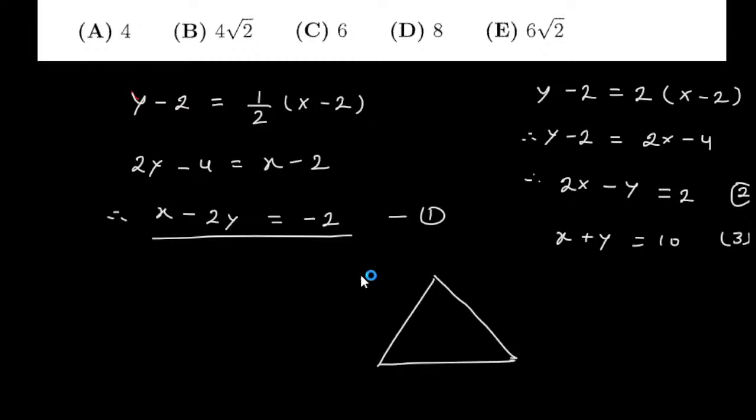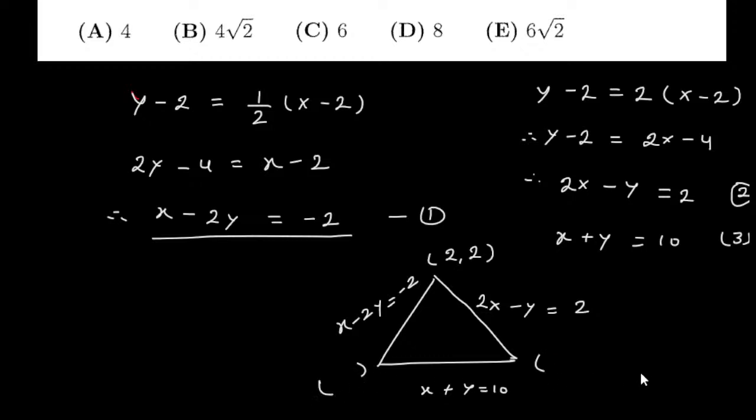Suppose these are the three lines. One line here I have x minus 2y equal to minus 2. The other line, suppose I have 2x minus y is equal to 2, and the third line I have x plus y equal to 10. Okay, now here the point of intersection is given, 2 comma 2. I can find out the point of intersection here and the point of intersection here. Okay, 1 minute. Better you try and find out these 2 points of intersection.